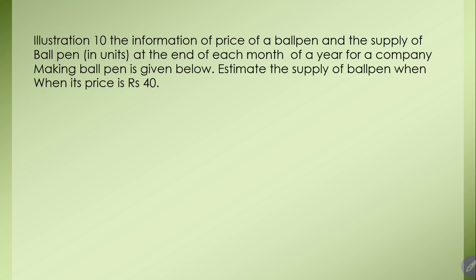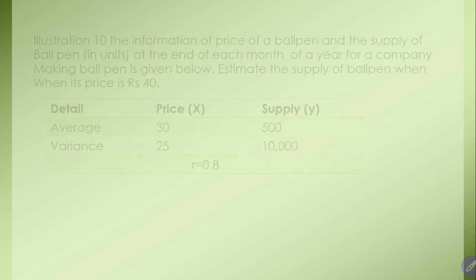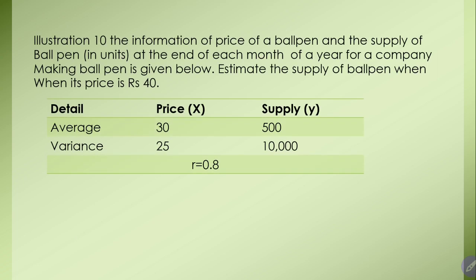So now we are doing illustration number 10. The information on the price of a ball pen and the supply of ball pens at the end of each month of a year for a company making ball pens is given below. Estimate the supply when its price is rupees 40. Price and supply are given in the question. Average and variance are given. R is given. You have to estimate the supply, that means you have to find y when x is 40.